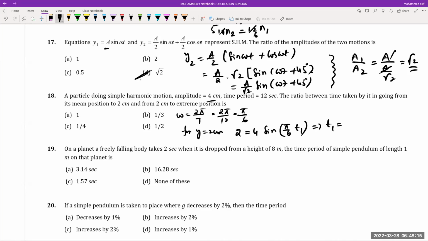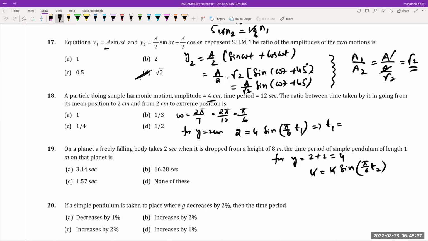The same way for y is equals to 2 centimeters to the extreme position. यानी mean से पूरा कितना हो जाएगा? 2 plus 2 that will be equal to 4. So 4 is equals to your 4 into your sine, omega की value हो जाएगी pi by 6 into t2. 4 और 4 चले जाएगा. So sine pi by 6 into your t2.